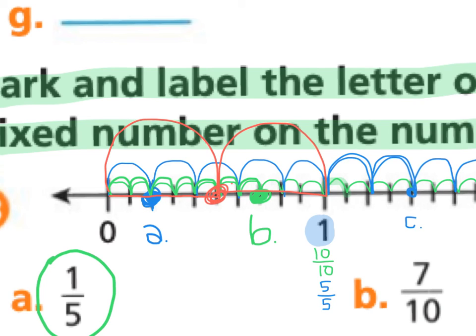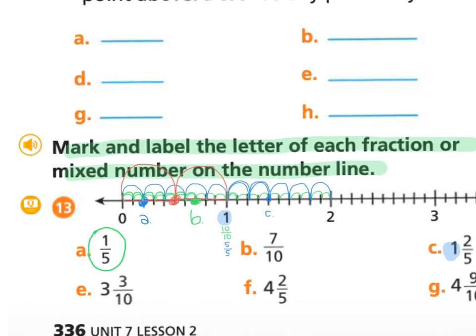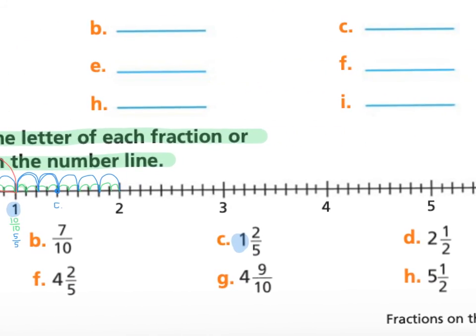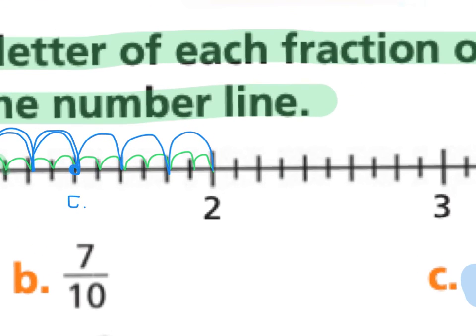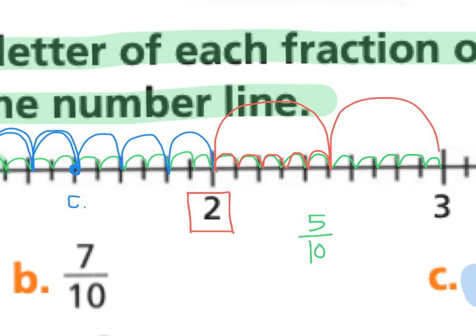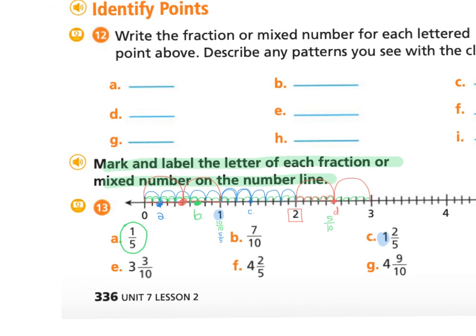Now that I know that, let's go up and see if we can find 2 and 1/2. First, I'm going to find my whole number 2. Then I'm going to count by tenths. 1, 2, 3, 4, 5, 6, 7, 8, 9, 10. I know that 5 tenths is 1/2. So let's count up to 5 tenths. 1, 2, 3, 4, 5. So that is 1/2. 2 and 1/2 is there.